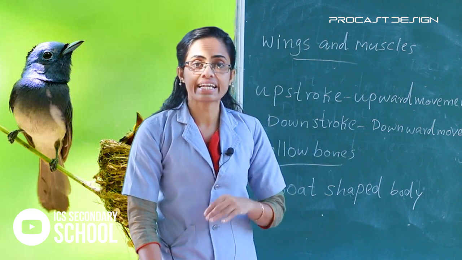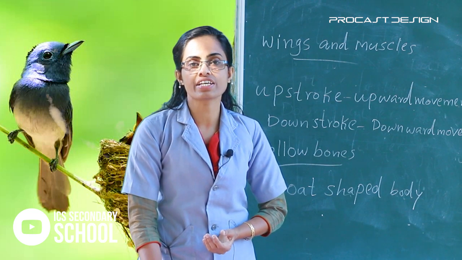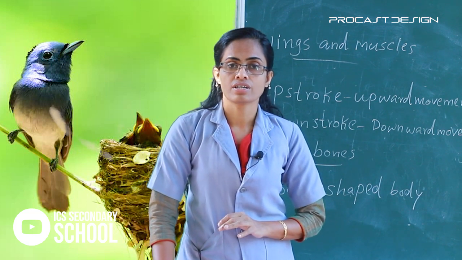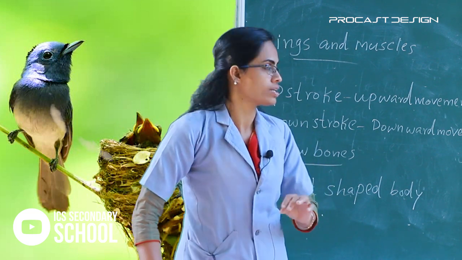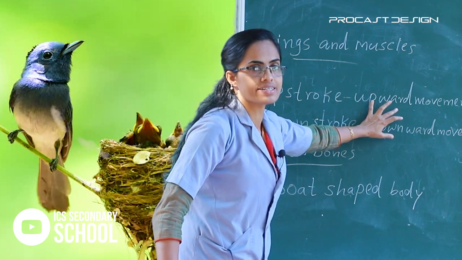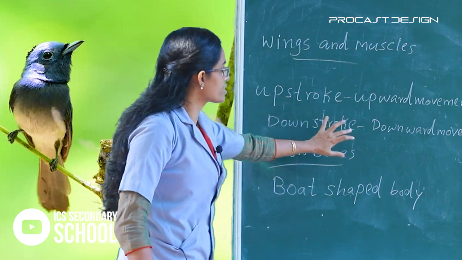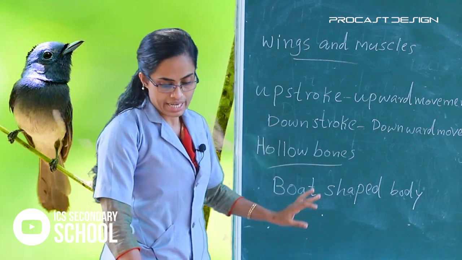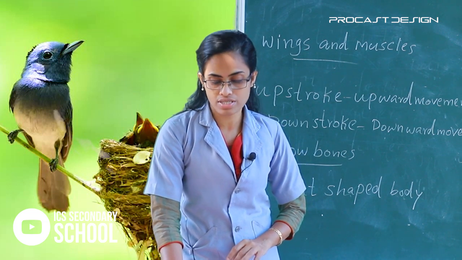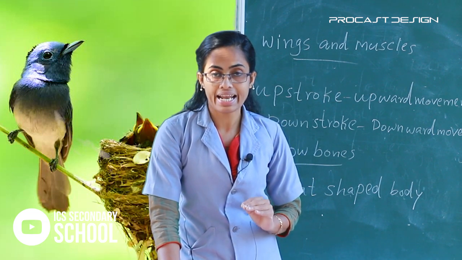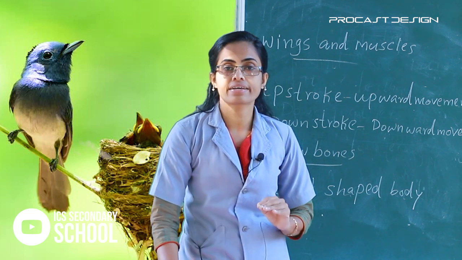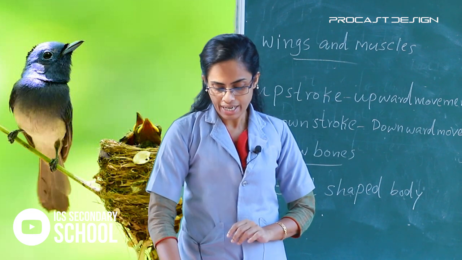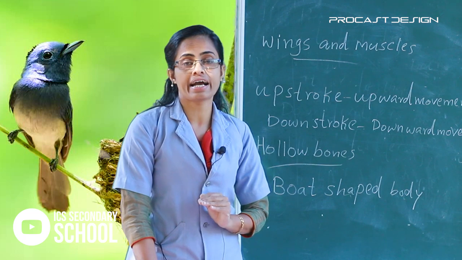And the next one, birds use wings for two movements. What are the two movements? Upstroke and downstroke. The upward movement of wings is called upstroke, and the downward movement of wings is called downstroke. Clear? And the next one, hollow bones. Hollow bones make a bird's body light so that it can fly easily. What is the reason? It's a light body. And the next one, boat-shaped body and tail.